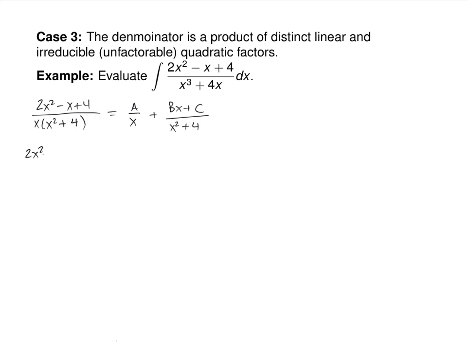Okay, so what happens when I multiply by the denominator? I get 2x squared minus x plus 4 equals a times x squared plus 4 plus bx plus c times x. Is there a clever number you can plug in to make some stuff go away? X equals 0. That gives you 4 equals 4a. So that means a is equal to 1.